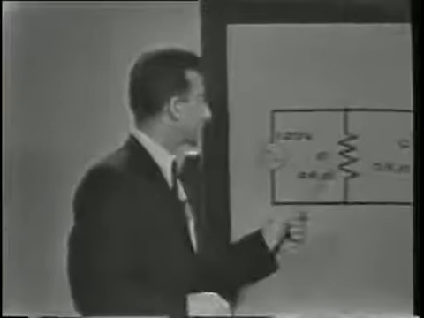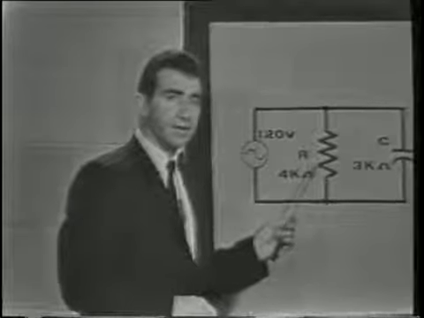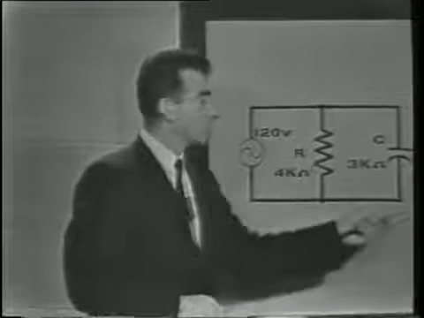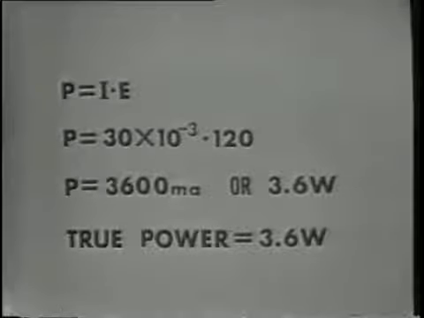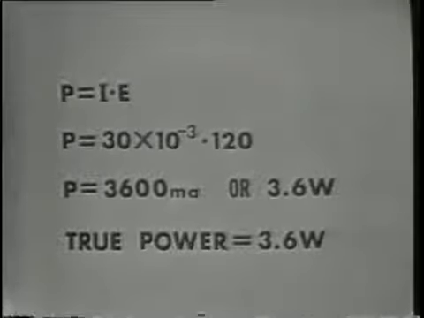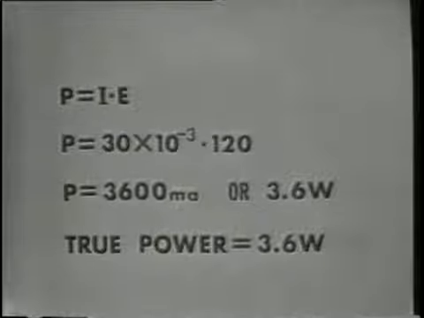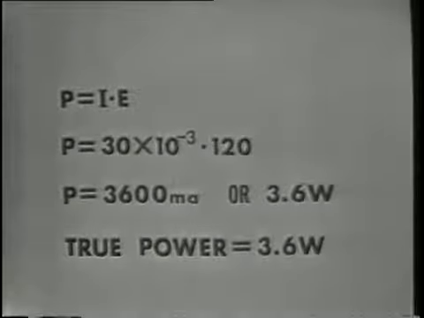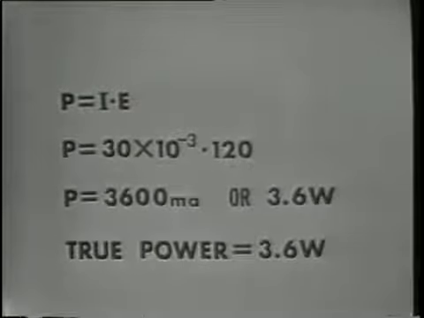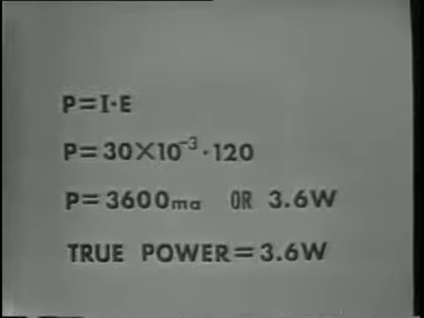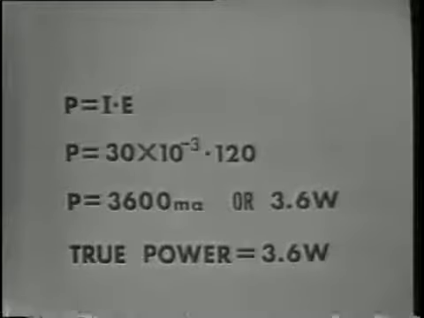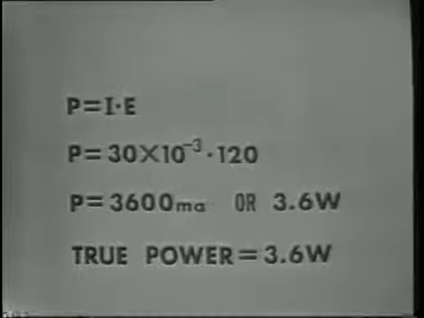Now, from our previous calculations, we have found that IR is equal to 30 milliamps. Thus, if we apply the power formula, P is equal to I times E, we find the power dissipated in the circuit is 3.6 watts. Now, this is true power, the power actually dissipated by the resistor.